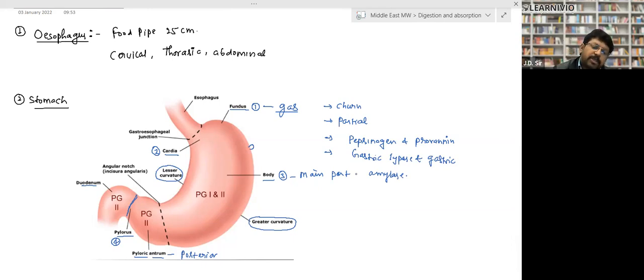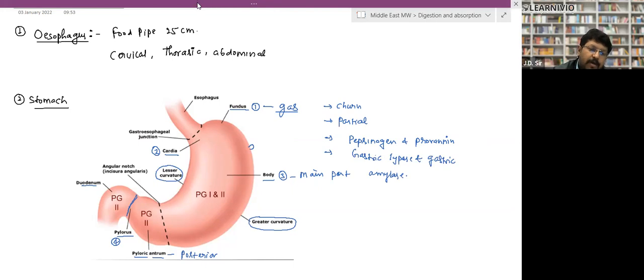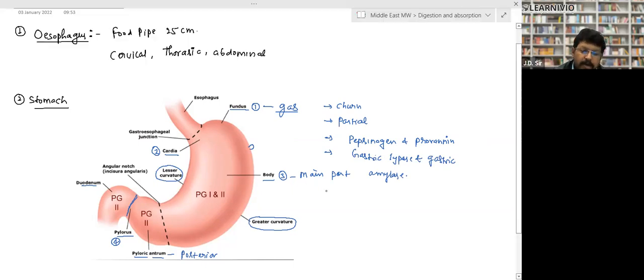The next point, please put a star. That is a very important point. This is a question for your medical examination. Come on, I would first give it to you to try. Try to give me an answer. Name the hormone which is secreted by the stomach. Any one of you, please tell me. Can you tell me?